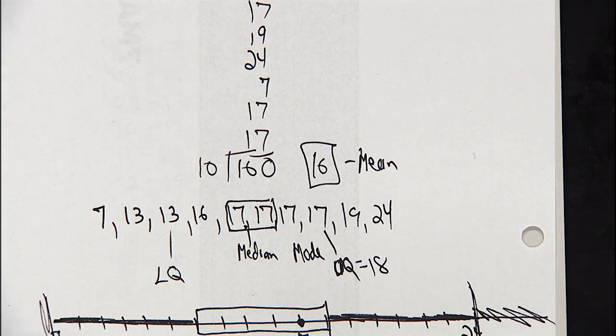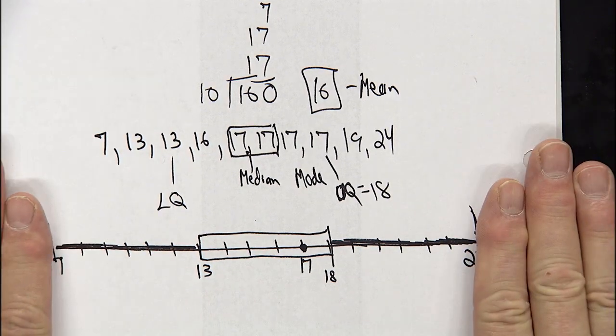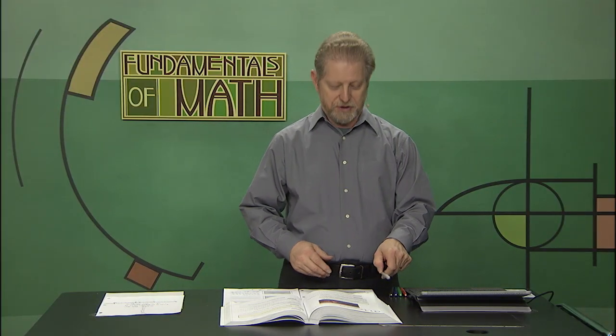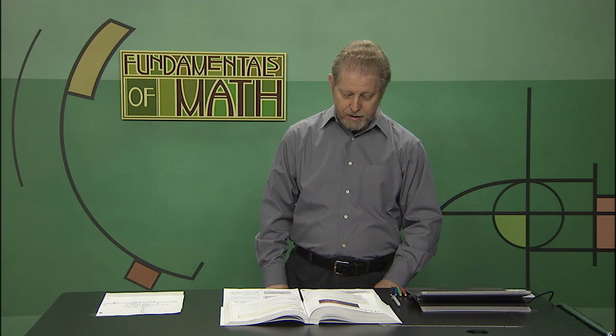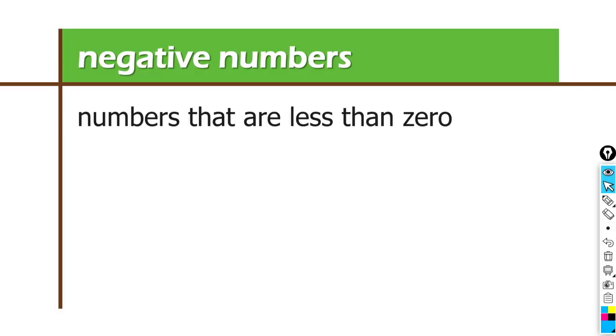Our mode, of course. There's four of them. That's 17. There's the lower quartile, the upper quartile, and this is the end of it. That's our box and whisker. So I just thought I'd throw some of that stuff back at you from the past chapter. So let's get on to dealing with our negative numbers.